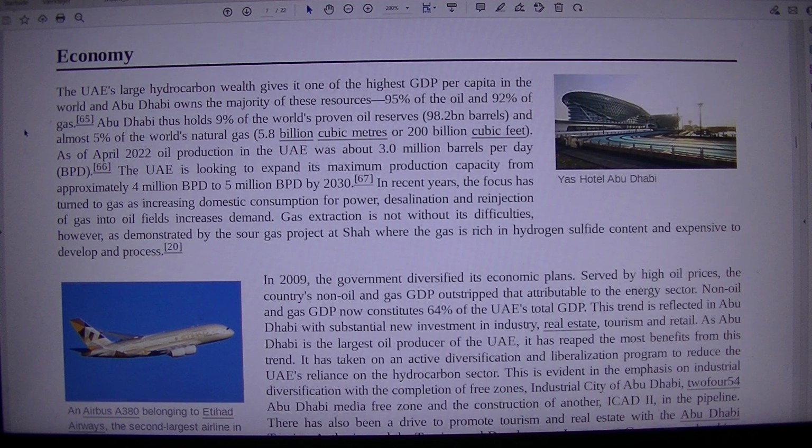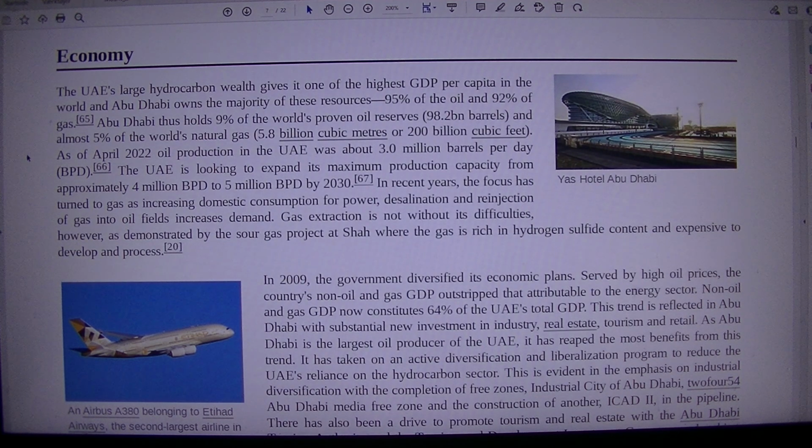Economy. Yas Hotel Abu Dhabi. The UAE's large hydrocarbon wealth gives it one of the highest GDP per capita in the world, and Abu Dhabi owns the majority of these resources, 95% of the oil and 92% of gas. Abu Dhabi thus holds 9% of the world's proven oil reserves, 98.2 billion barrels, and almost 5% of the world's natural gas, 5.8 billion cubic meters or 200 billion cubic feet.